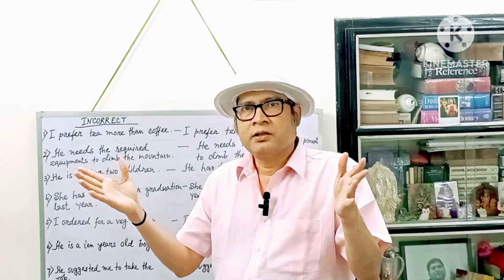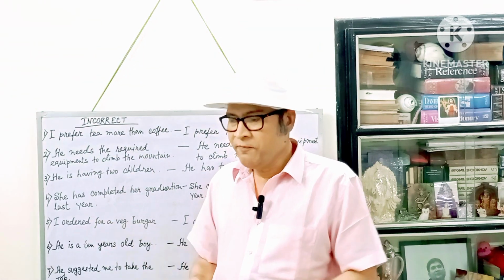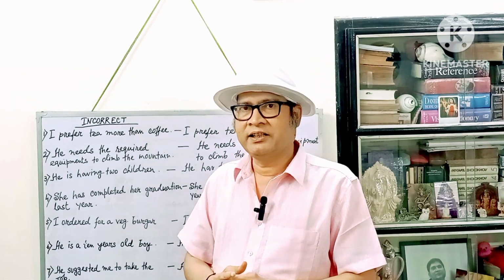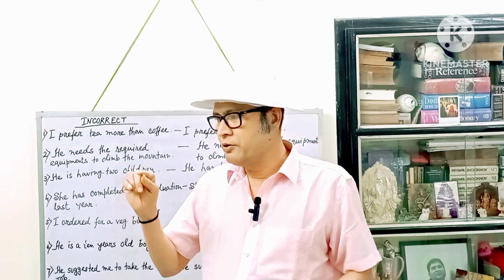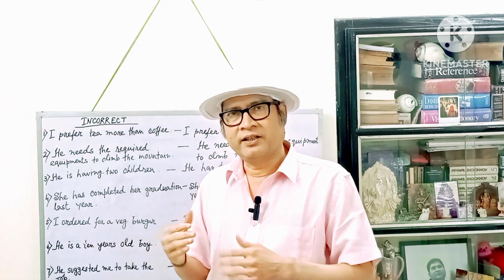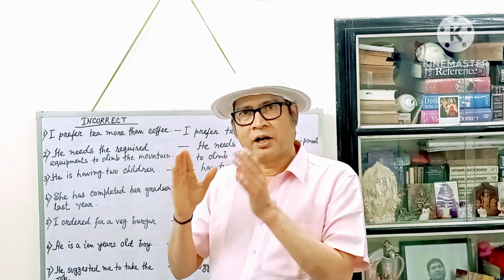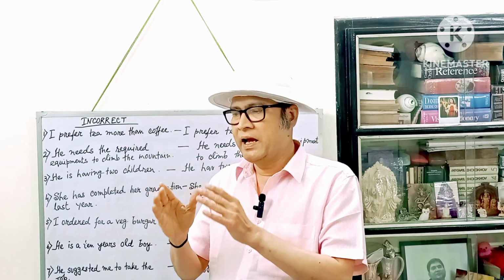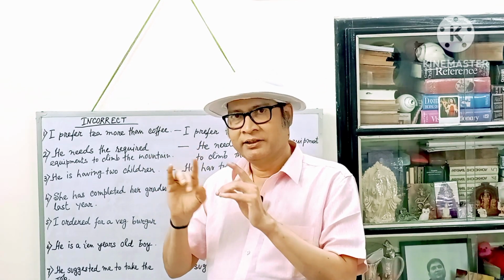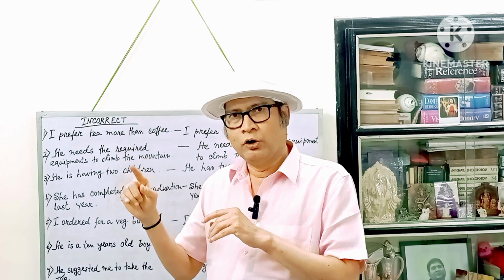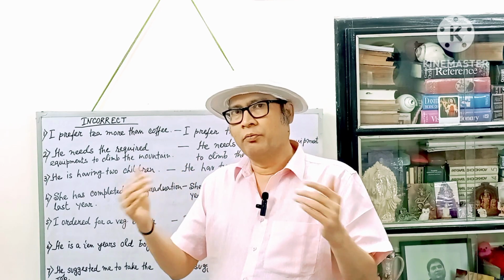My friend is 30 years old. If I say my friend is a 30 years old man, I'm wrong, because I have used the common noun man after 30 years old. So 30 years old will become a compound adjective, and I have to use 30 hyphen year, not years, year hyphen old. My friend is a 30-year-old man.